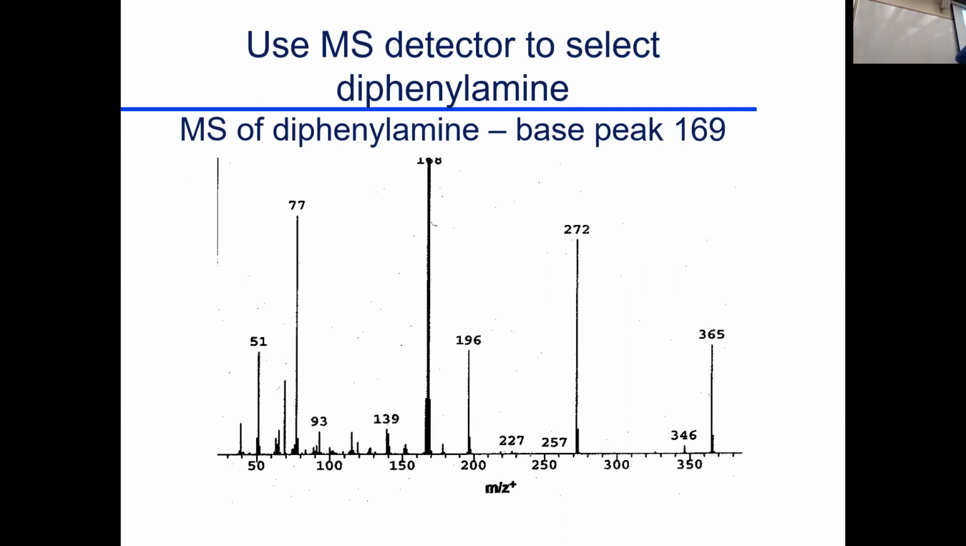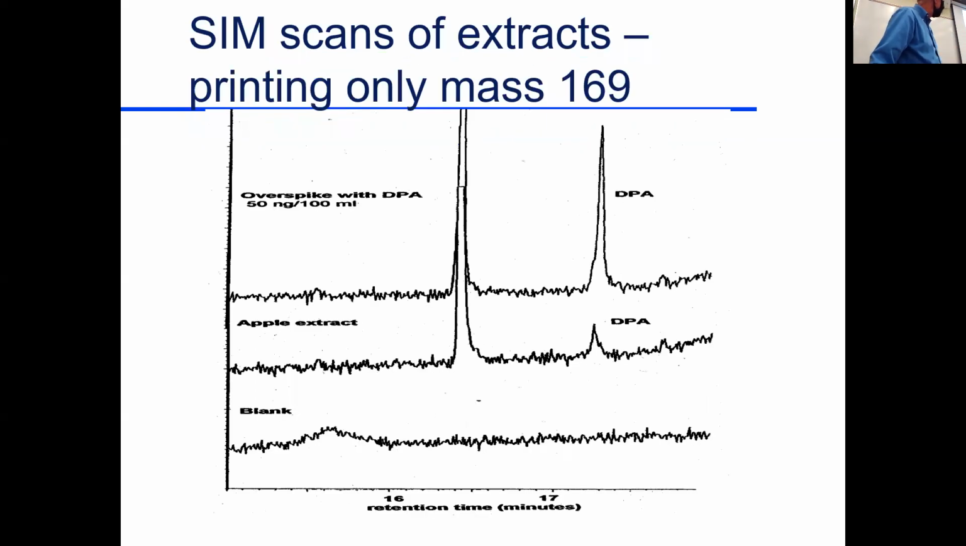Diphenylamine has a major ion fragment. Diphenylamine gets hit by electrons and the mass spectrometer blows it into pieces. These are the pieces diphenylamine gets blown into. The mass spectrometer can search and say, 169, that's the largest. I will key on 169 and look for compounds in that big run that have a mass fragment of 169.